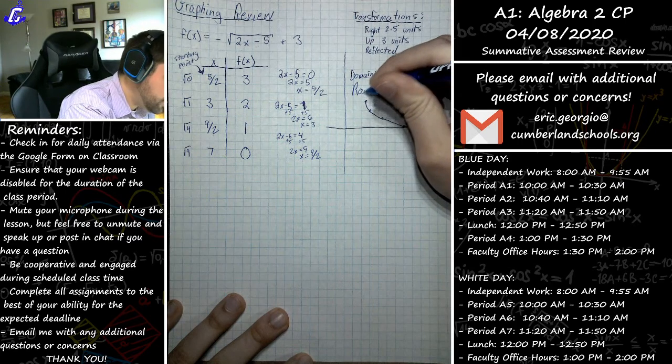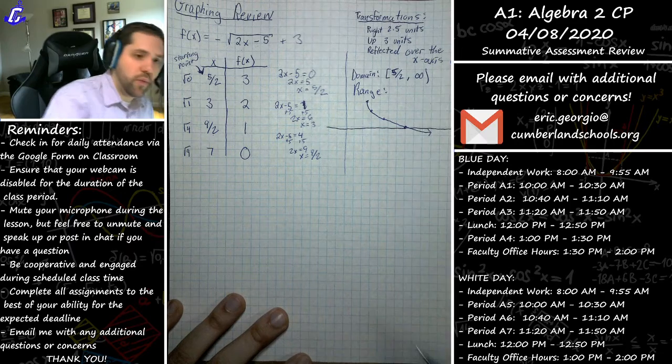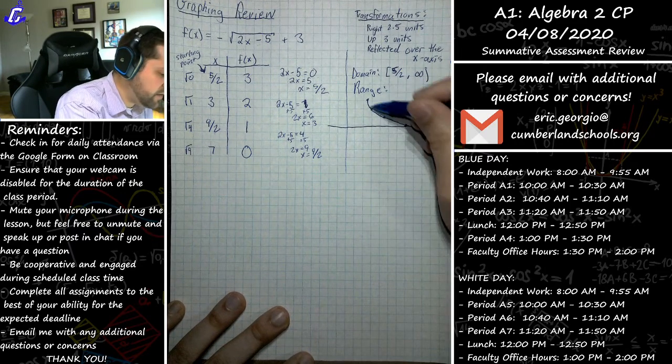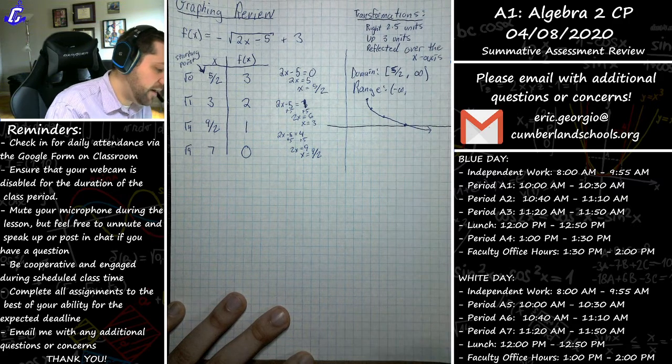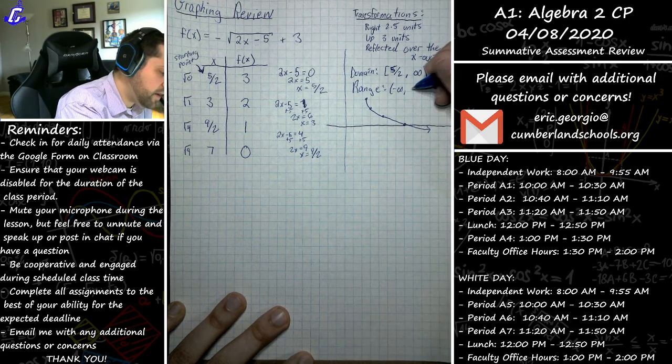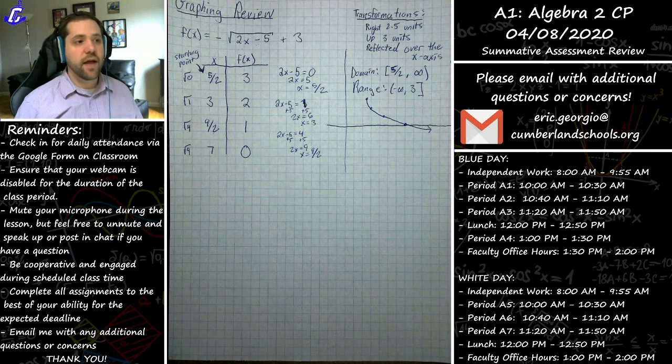The range is the same kind of question, but now we're looking from bottom to top. What space does the function occupy? If you notice, the function is going to go down forever, so it'll be negative infinity. The function is not going to go up forever, though. It's only going to go up to 3, so it's negative infinity to 3. All right? And that would be definitely a fair question that you'd be expected to do on any sort of assessment.